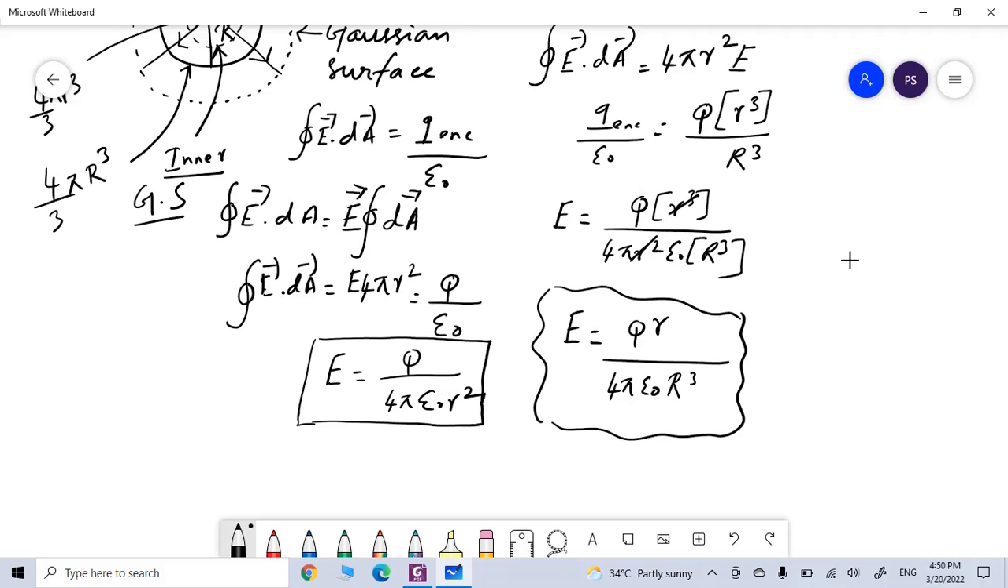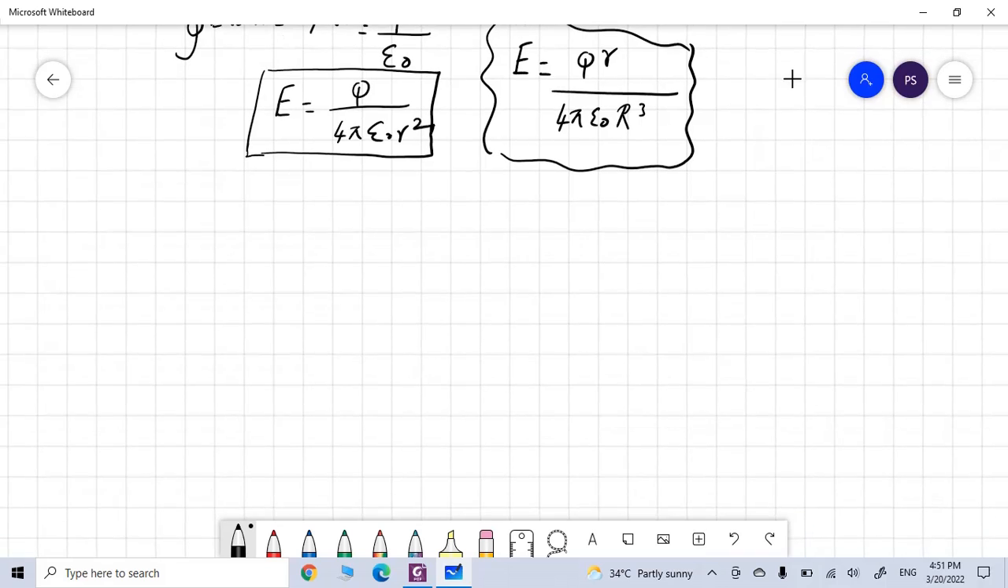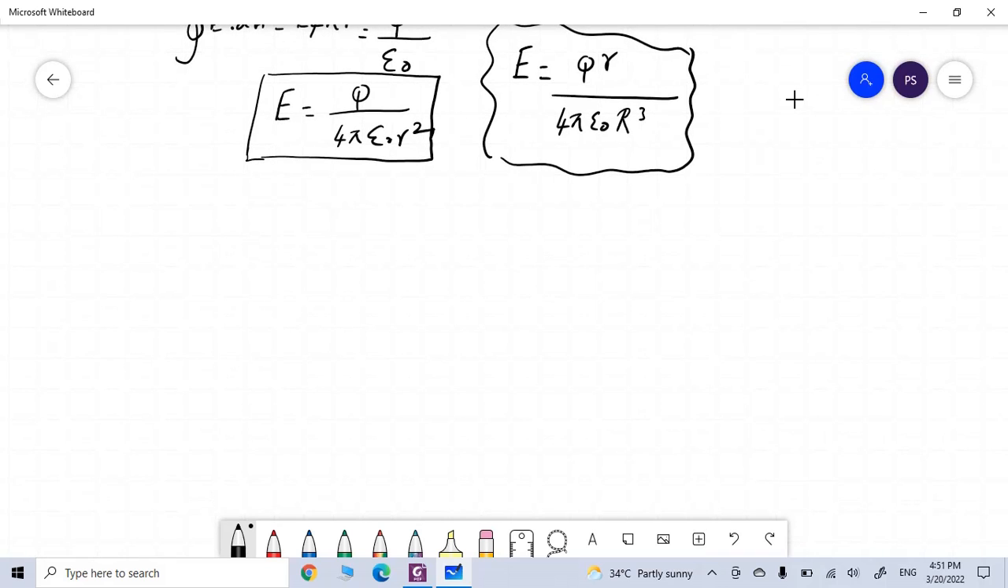Now this is very interesting. For all those points inside the sphere, you have this electric field increasing linearly with r, but for all those points far away, you have the electric field varying with 1 by r square with the distance. So we can make a plot. This plot is going to be like this, and this is going to be your electric field, and this is going to be the radius. This is capital R, which is the radius of the sphere which is charged.